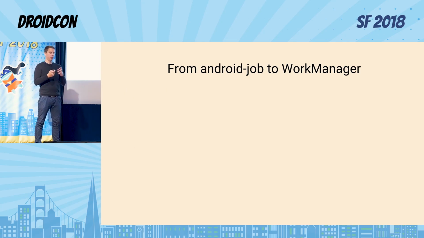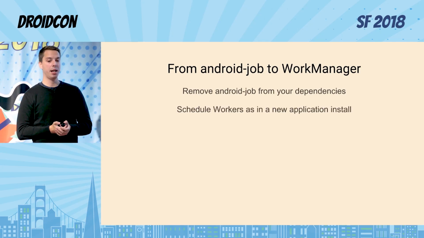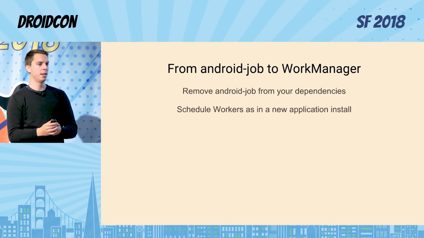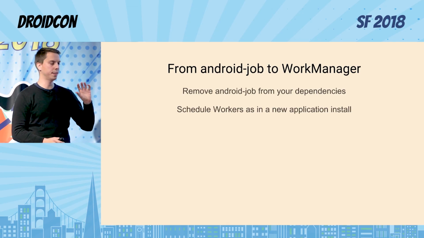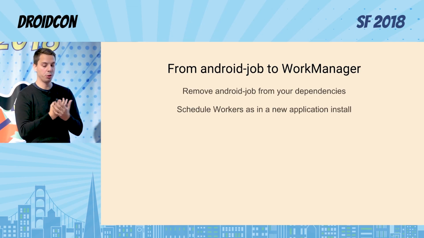But how can you really remove Android Job? If you really want to migrate to WorkManager, of course you have to remove Android Job from your dependencies. My advice for your recurring work is to schedule new workers on a new application install. If you have something like a sync job that you run every 6 hours, on a fresh application install you would check: is this periodic worker already scheduled? If yes, then do nothing, otherwise schedule this periodic worker.